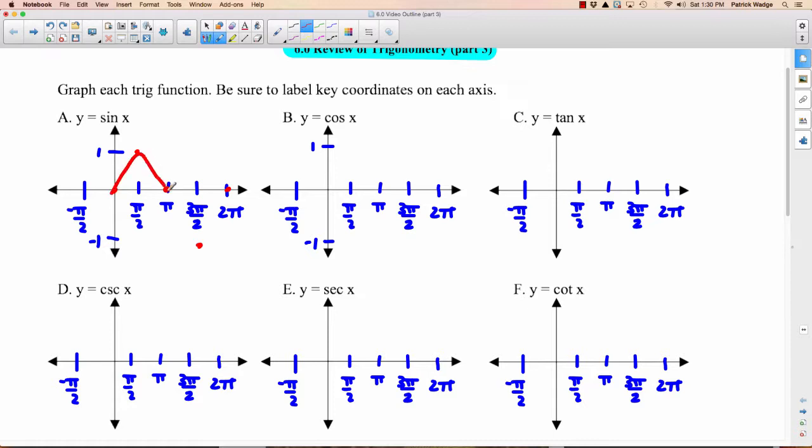So it goes up, comes down, goes up, and of course it continues, right? And it also continues this way. So at negative pi over 2, it would be at -1. So this is your sine graph.